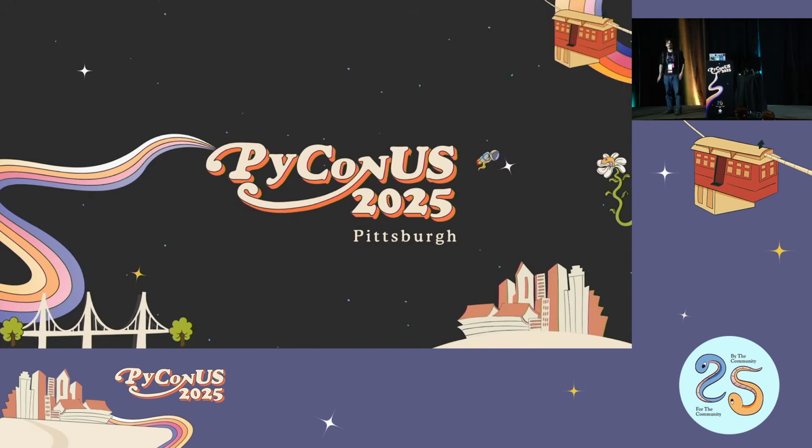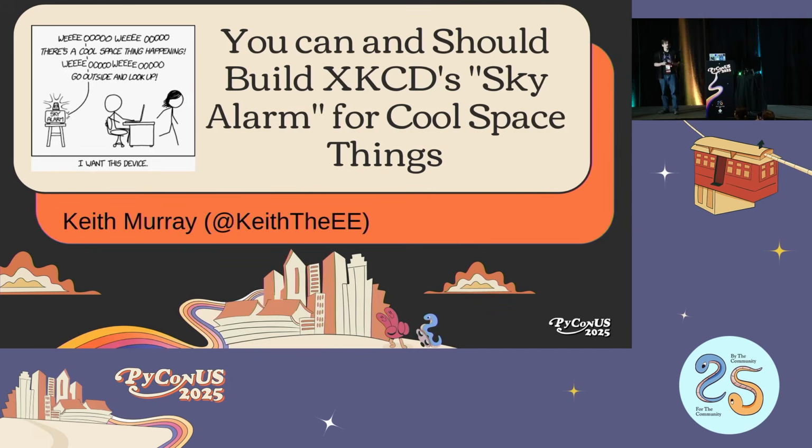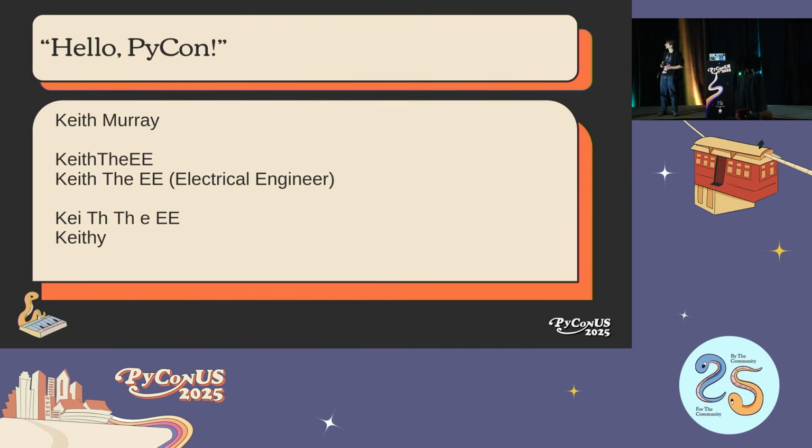Okay. How is audio? That sounds good. Excellent. We are going to be going a little bit quick because we need to. I should actually reset my timer. Now we're going to go a little bit quick. Okay. There we are. Now, you can and should build a sky alarm from the webcomic XKCD. That is what we're going to talk about and the necessary steps to build it.